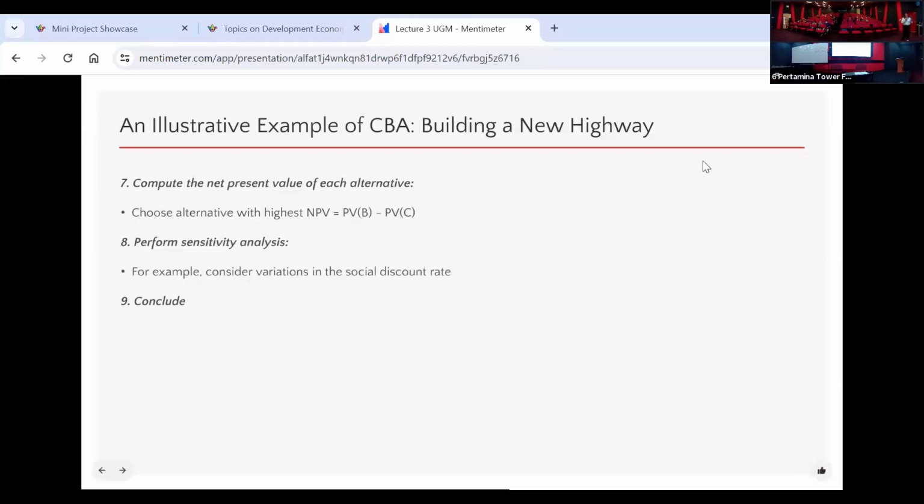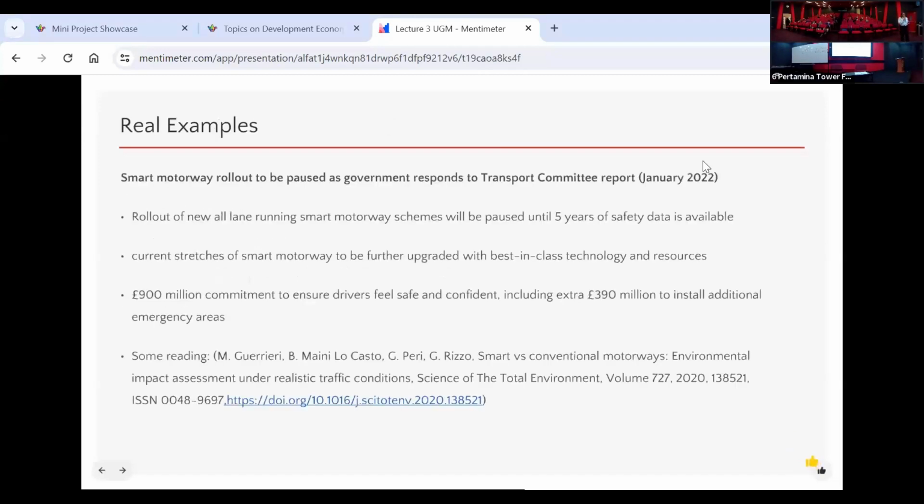And finally, we conclude. Okay, there are some real examples on this. So I'm going to leave it here. Okay, so this is cost benefit analysis. These are the general issues. And then we're going to have, what do you think?